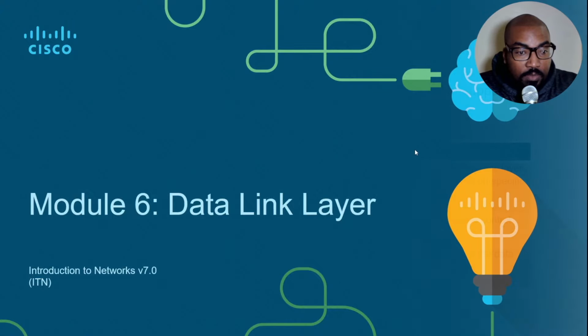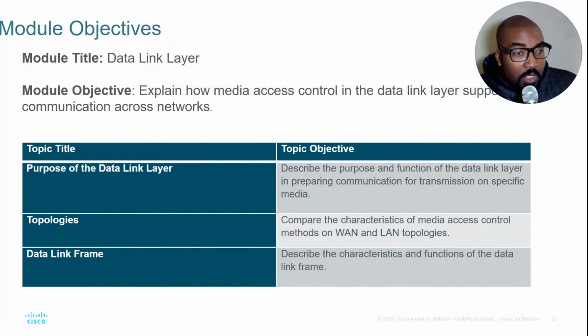So let's get into this. In this module, we're going to explain how media access control in the data link layer supports communication across the network. Purpose of the data link layer: we're going to describe the function of the data link layer in preparing communication and transmission on specific media. Remember that media, we talked about that. The media being like those roads that travel, the way the data goes through, how it needs to get there, things of that nature.